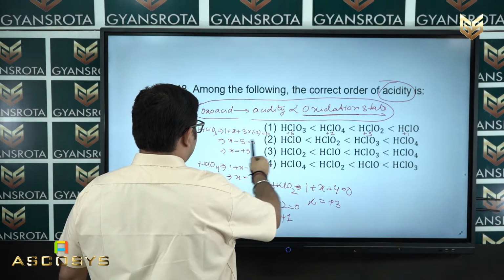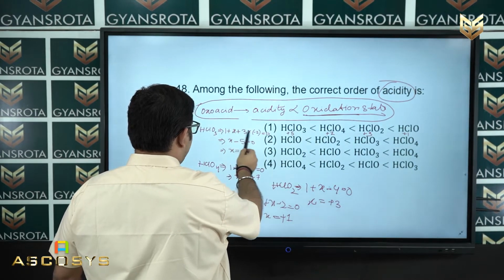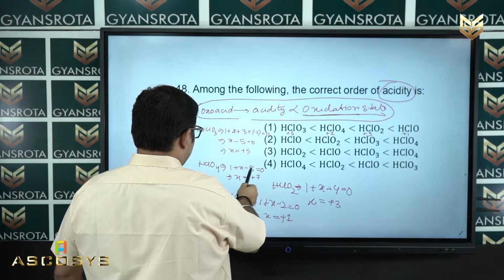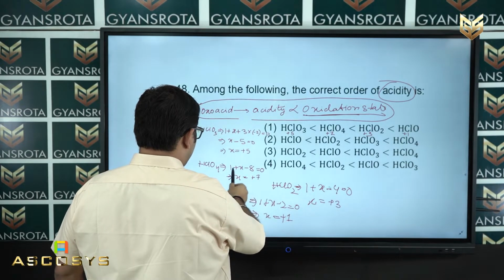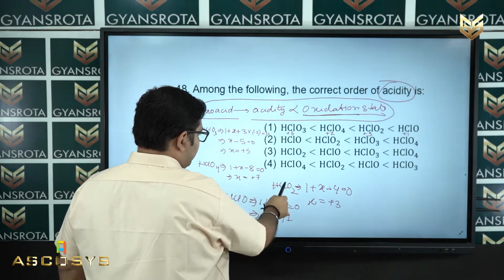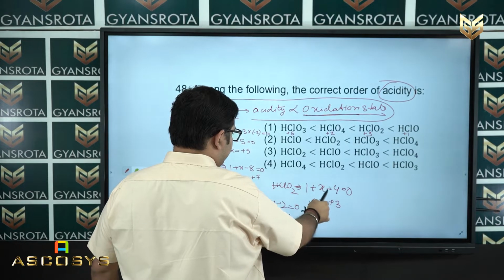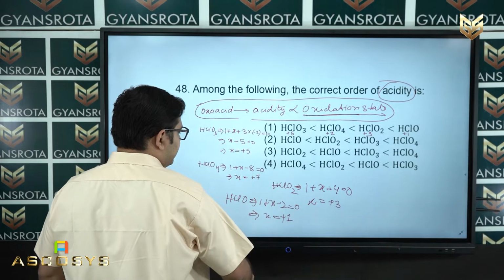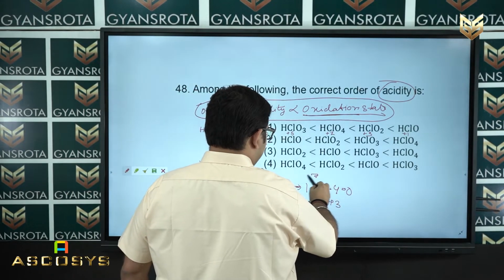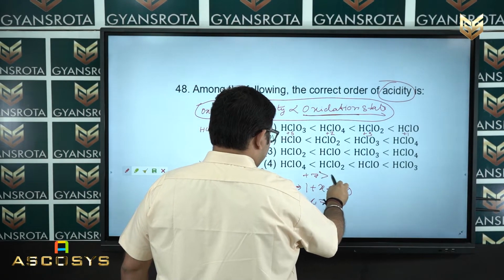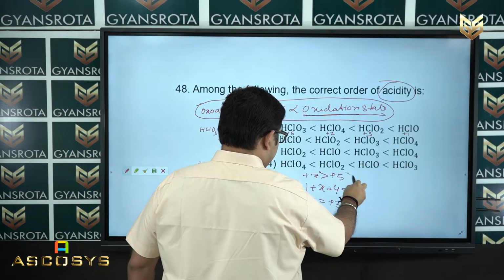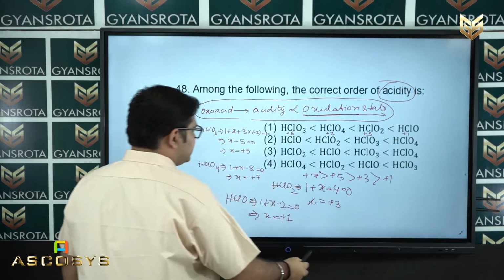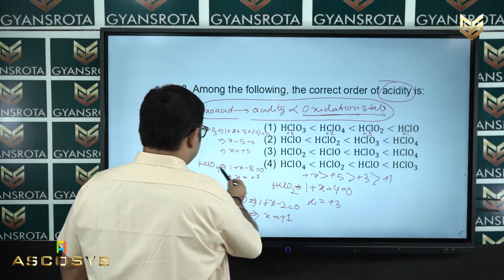See again, HClO3: minus 6 plus 1 is minus 5, so X is plus 5. For HClO4: 4 into minus 2 is minus 8, 1 minus 8, so X is plus 7. For HClO2: minus 4 plus 1 is minus 3, so X is plus 3, and for HClO it is plus 1. So, now see, plus 7 is more acidic, then plus 5, then plus 3, then plus 1. Now, just check where this plus 7 is for HClO4.